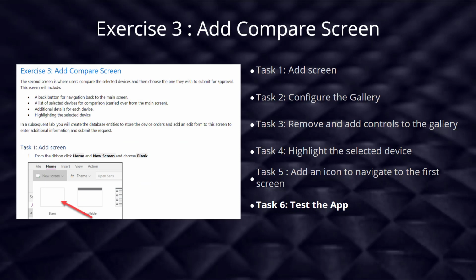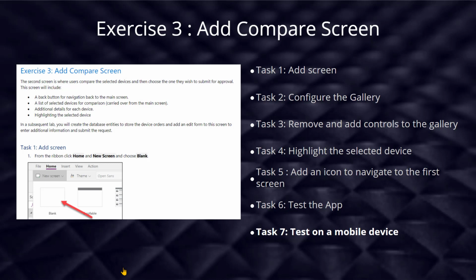The next part of this exercise is to test the app on a mobile device, and that really is no more than getting the Power Apps app onto your phone, authenticating using your username and password, and then navigating to your app and seeing it working.